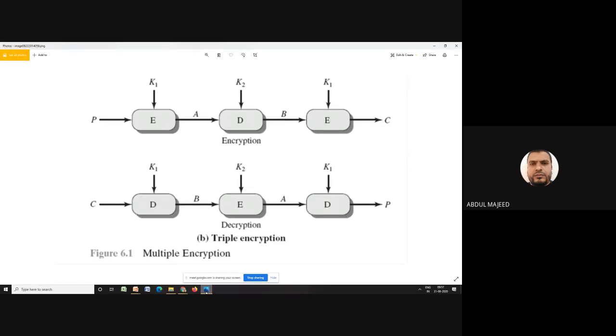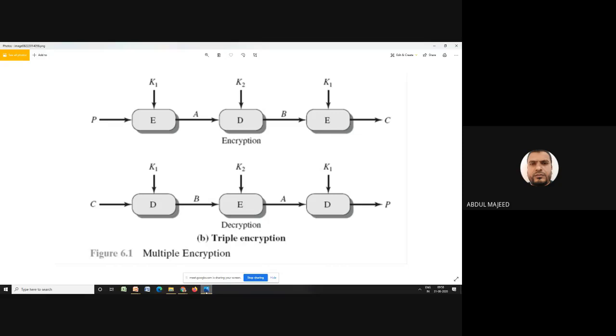First, your plain text gets encrypted, then it gets decrypted. After decryption you will not get your original plain text, because the key is different. You are taking K2, so it generates B, not P. It generates another ciphertext. So first, the plain text P is encrypted with the key K1, and it produces the first unreadable text A.